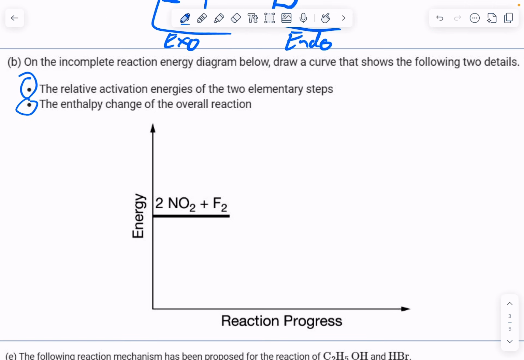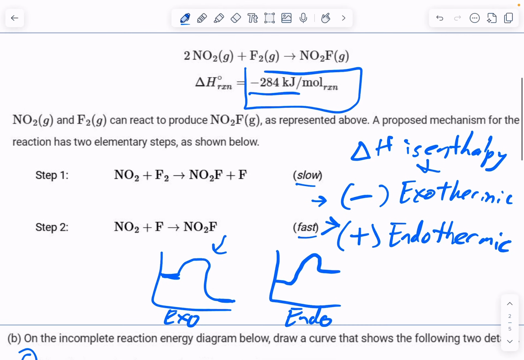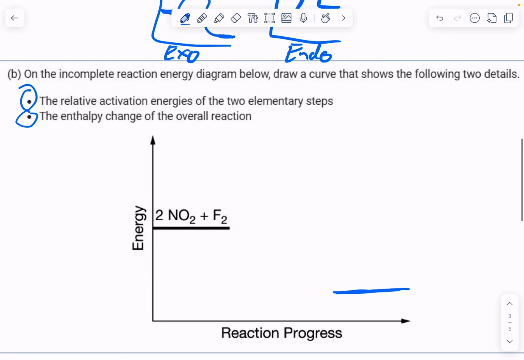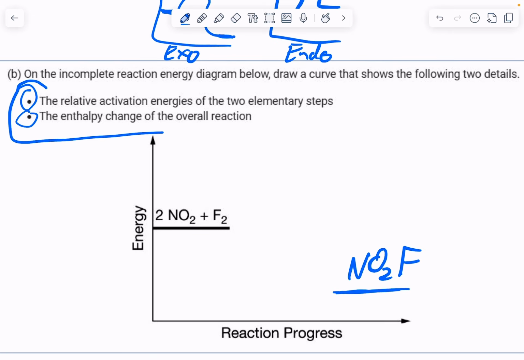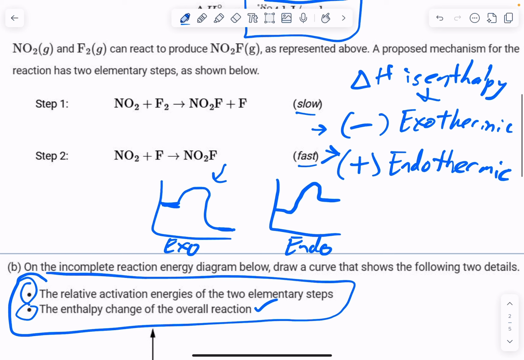So I'm going to draw a line right here. And I could write the overall reaction product since they did NO2F. This is not necessary. We only need to make sure we have these 2 points, but I'm doing it just so we understand where I'm getting that. Here's our reactants and our products, and we're trying to get there in between. I did it lower because it's negative. So I've already accomplished this one, the enthalpy change for the overall reaction. Now I just have to make two curves that help get from point A to point B, or from the starting to the ending point.